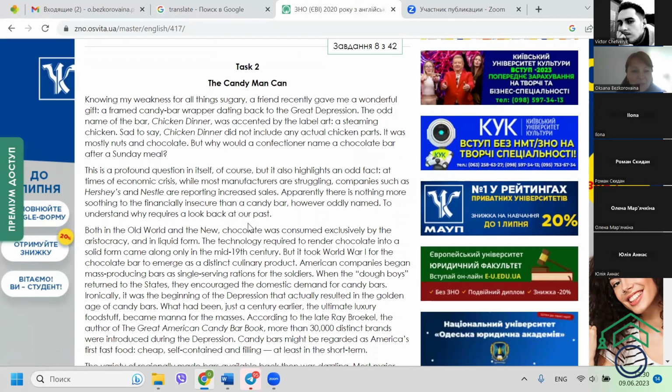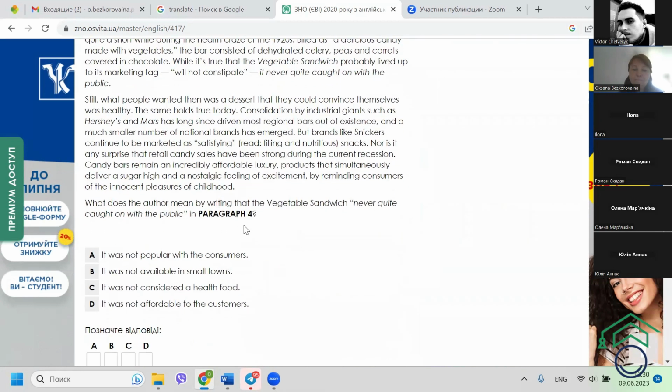Рома, let's read the question. What does the author mean by writing that the vegetable sandwich never quite caught on with the public in paragraph 4? Що автор мав на увазі, коли сказав про vegetable? Vegetable, це все назви шоколадних батончиків. То chicken dinner, це vegetable sandwich.